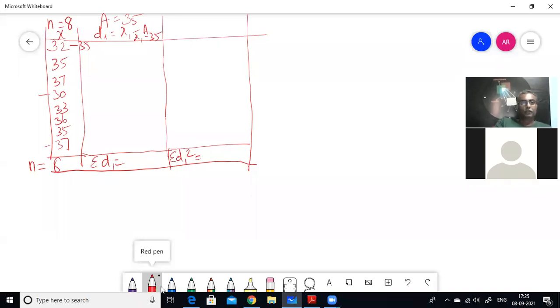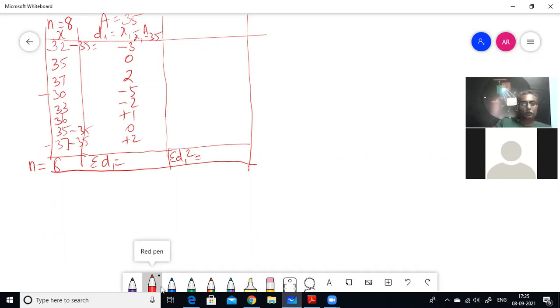So 32 minus 35 is minus 3. 35 minus 35 is 0. 37 minus 35 is 2. 30 minus 35 is minus 5. 33 minus 35 is minus 2. 36 minus 35 is plus 1. 35 minus 35 again 0. 37 minus 35 is plus 2.